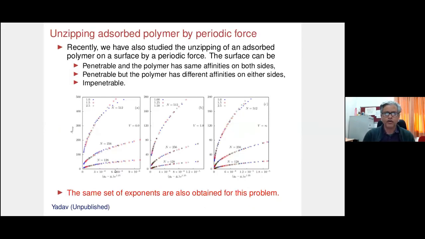Recently we have also studied the unzipping of an adsorbed polymer on a surface by a periodic force. Here we have taken 3 different types of surfaces: penetrable, with the same affinity to the polymer on both sides of the surface; penetrable, but where the polymer has different affinities on either side; or impenetrable. The exponents we get are again the same in this particular case.